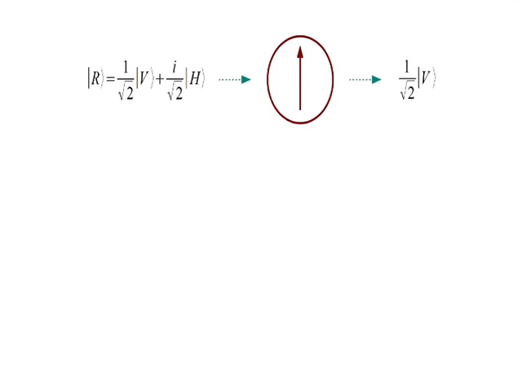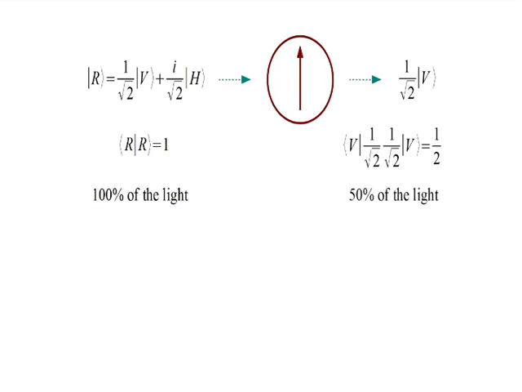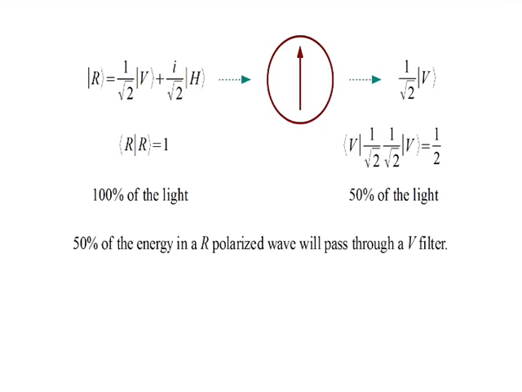Suppose the photon is R polarized. If it encounters a vertical filter, what comes out is 1 over square root 2 times the V state. Now the projection of the input state onto itself is 1, which we can interpret as the intensity of the input state. The projection of the output state onto itself is only 1/2. We can interpret this classically as 100% of the light illuminated the filter, but only 50% made it through. 50% of the energy in an R-polarized wave will pass through a V filter.